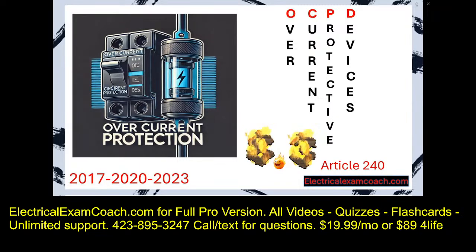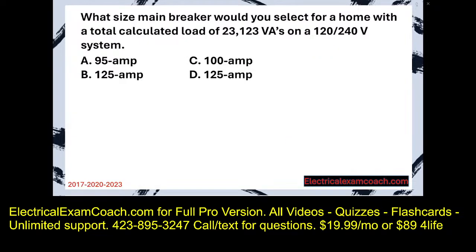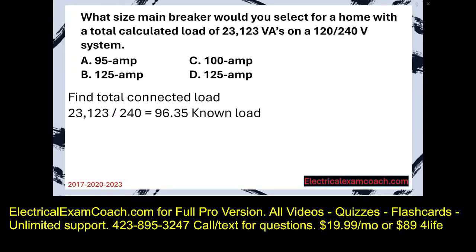Let's get to it. What size main breaker would you select for a home with a total calculated load of 23,123 VAs on a 120/240 volt system? Step 1, find our total connected load. Well, they've already done the load calculation for us, so all we have to do is take our total known VAs and divide it by our service size, and that's going to give us our load in amps. And in this case, it's 96.35. We would round down to 96.